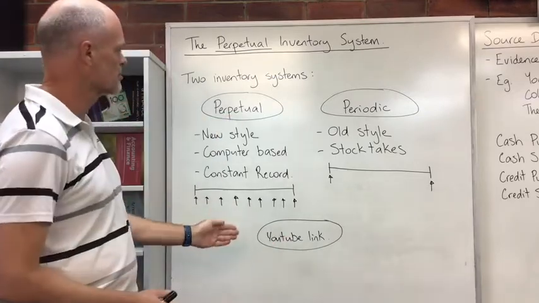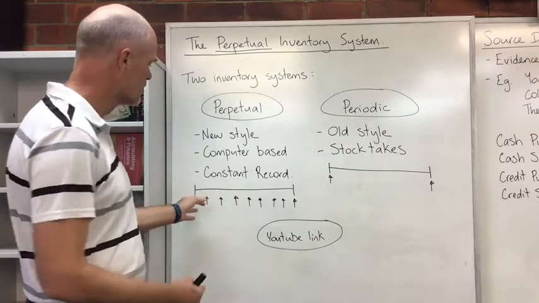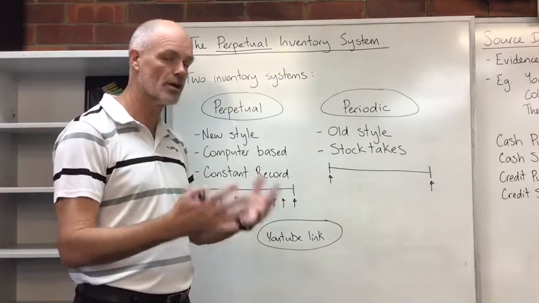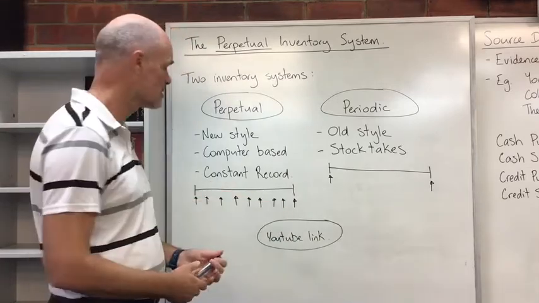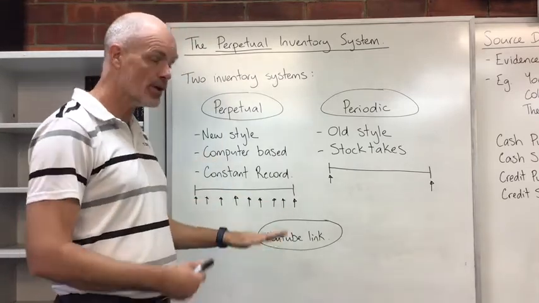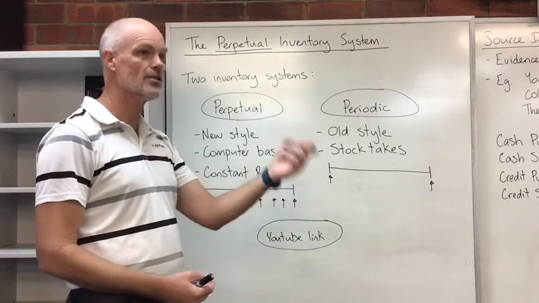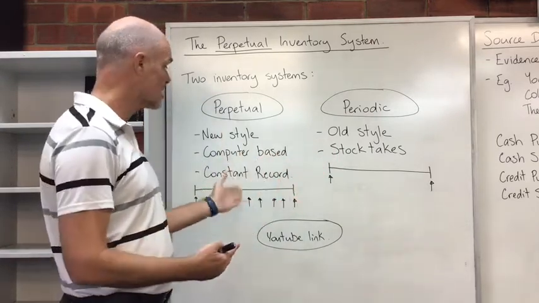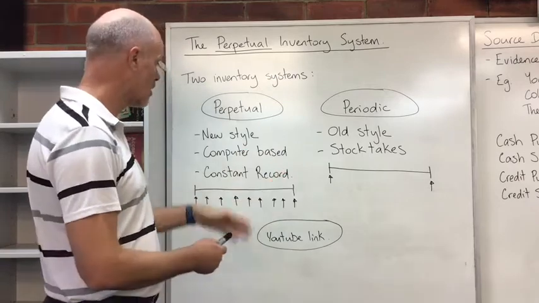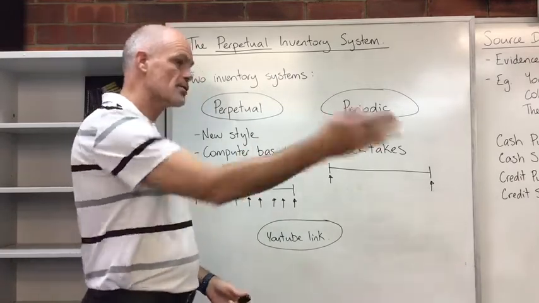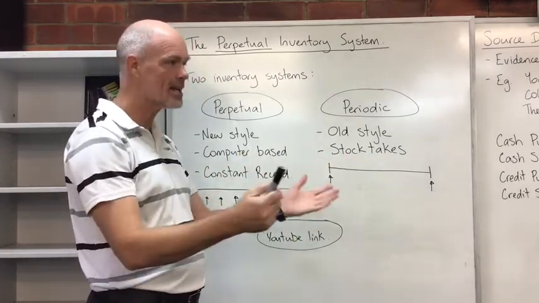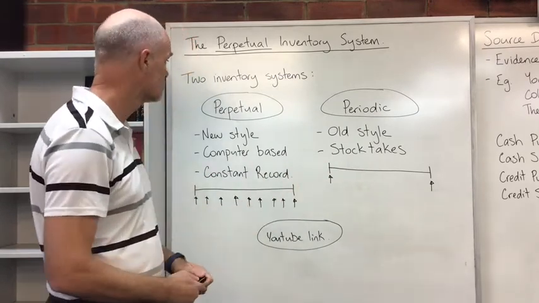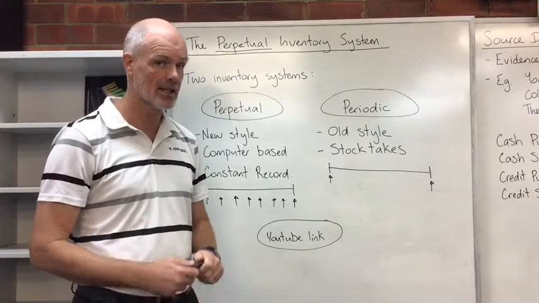So with the perpetual system, it's an ongoing system. If you're looking at a timeline, at any point in time we can see what stock we've got, and that's because it's computerised. With every purchase and every sale, the individual pieces of inventory that are purchased or sold are being recorded. So on our computer, we can look up stock levels for any item within our inventory. It makes things a lot easier and simpler.